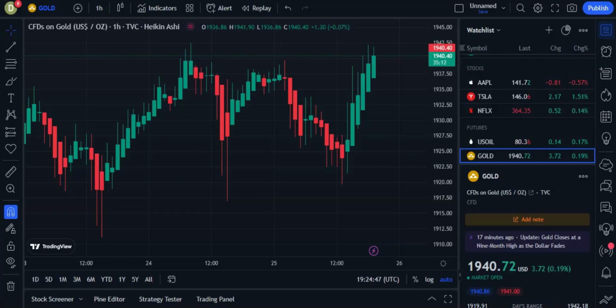Hello everyone, this is Daniel with uGenesys, and today I'm going to show you another accurate strategy in TradingView.